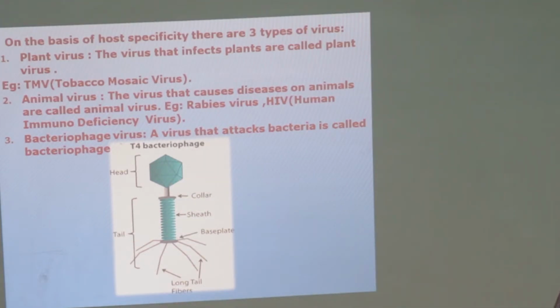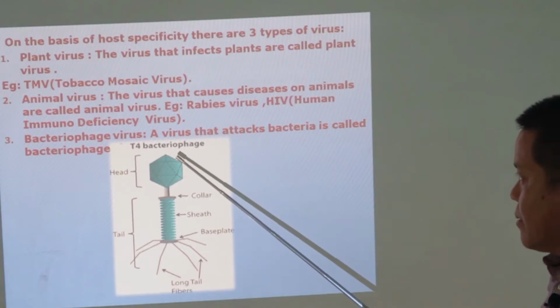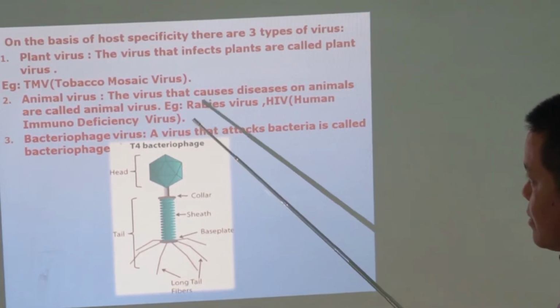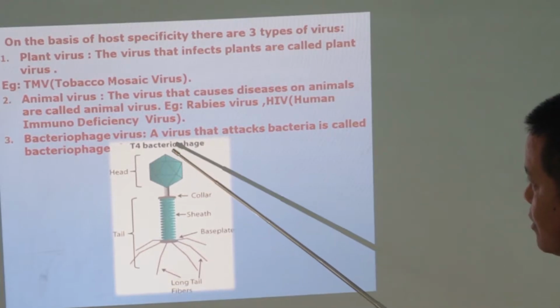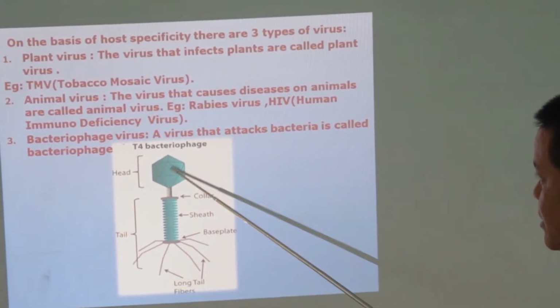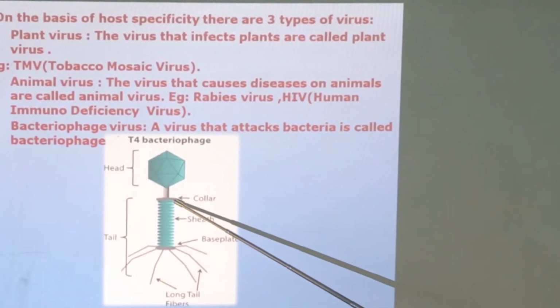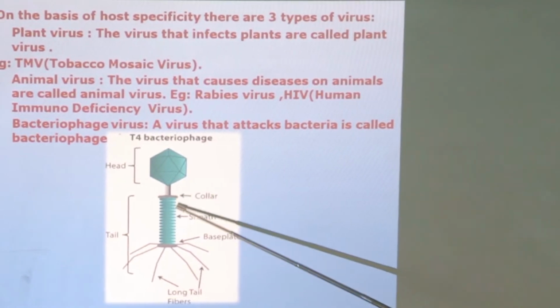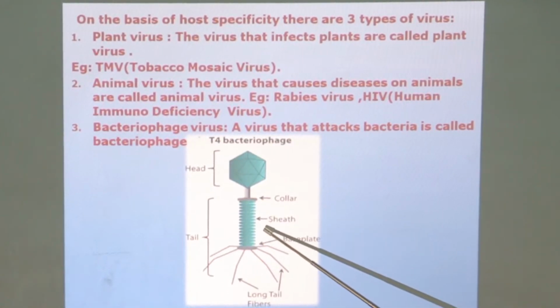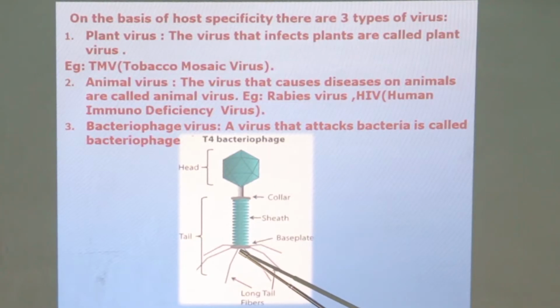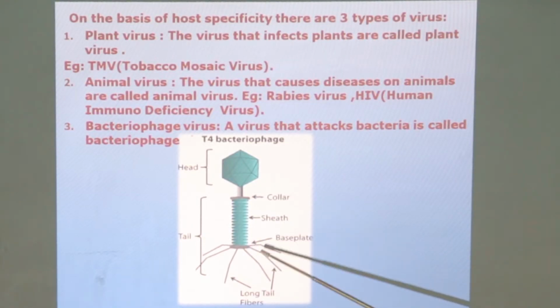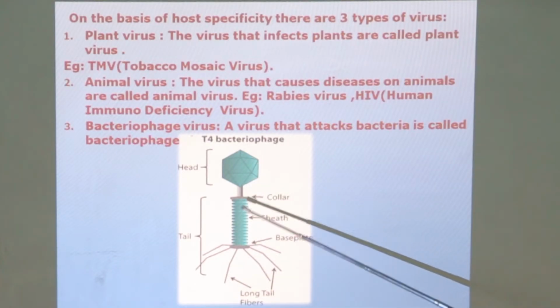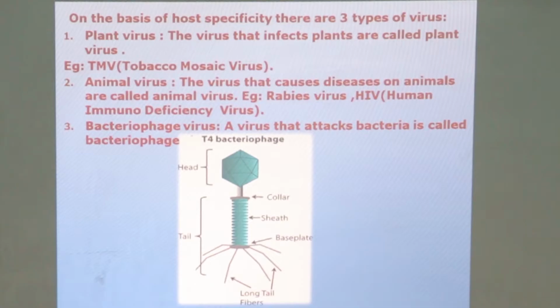The structure of bacteriophage virus. This is the head. The head contains genetic materials. This is the collar, and below the collar, it is covered by a sheath, and at the base is the base plate, from where long tail fibers come out. From the collar to this base plate is known as the tail. So the body is divided into head and tail.